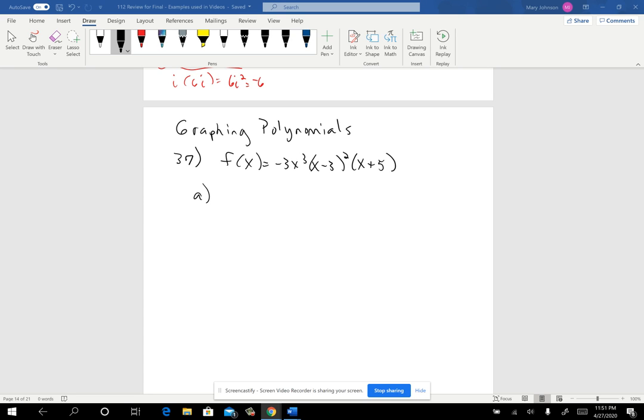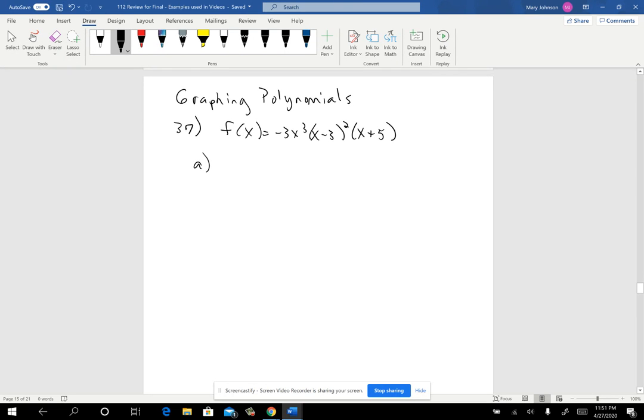All right, now we're going to look at graphing polynomials. So this one kind of takes you through all the steps, and then we'll do another one where I'm just asking you to make the graph without analyzing every little piece. So this talks about using the leading coefficient test to determine the end behavior.